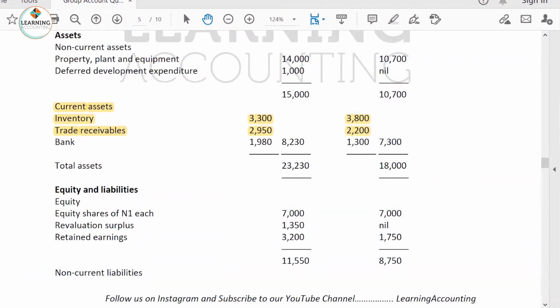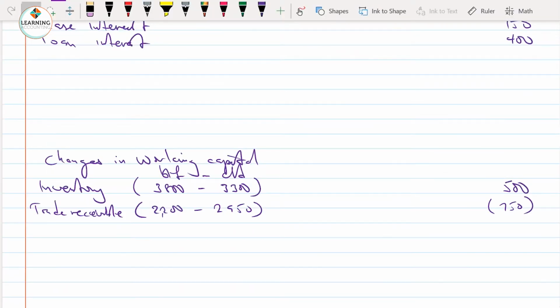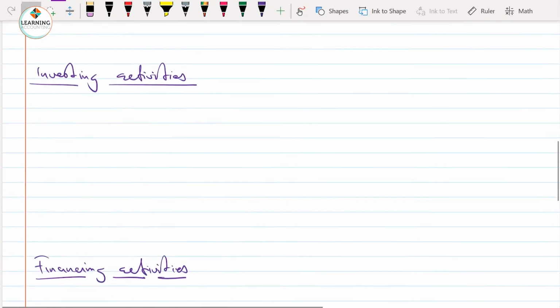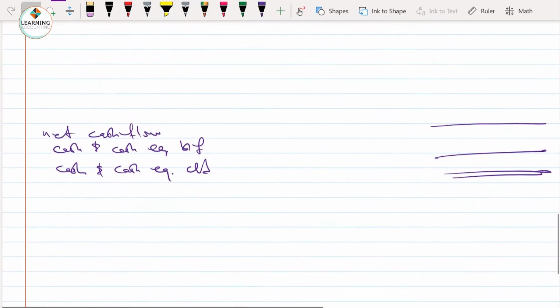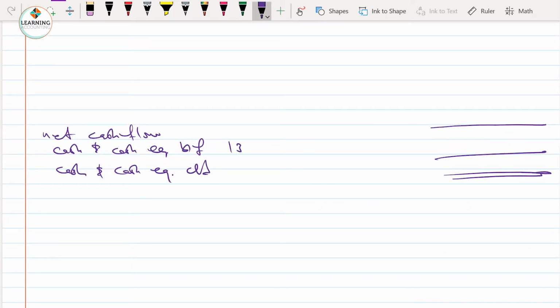Now after that, what is the next thing? We have bank. Now bank brought forward we have 13, and carried down we have 1980. 13 and 1980, those are our cash and cash equivalent information.